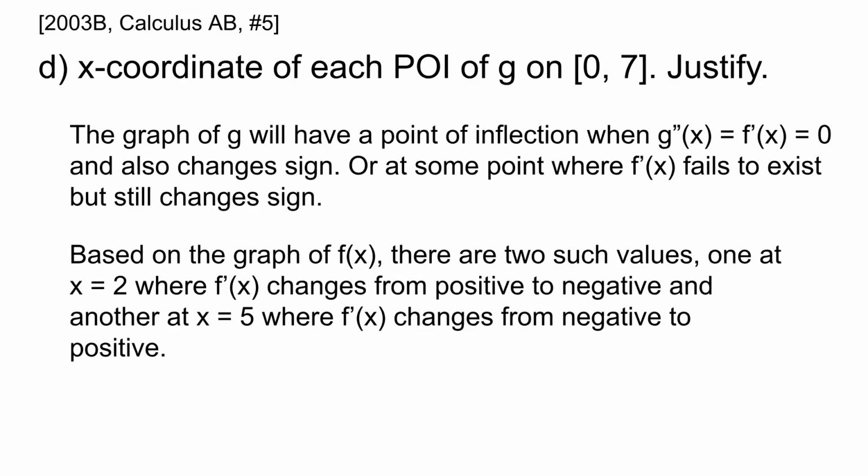So going back to the graph of f provided, there are 2 such values, one at x equals 2, where f prime of x changes from positive to negative, and another at x equals 5, where f prime of x changes from negative to positive.